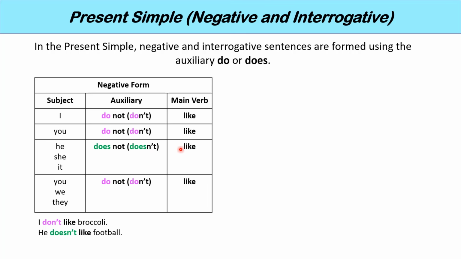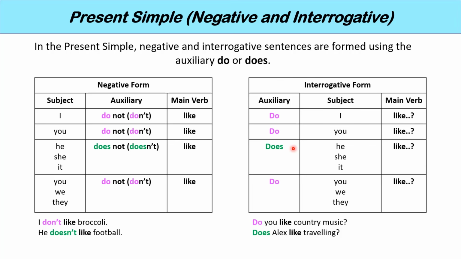So we only conjugate do for the he, she, and it form, and we use does. Instead of do not, we use does not, doesn't. For example, I don't like broccoli. He doesn't like football. We're going to do more practice in a few minutes about the negative form, but now let's look at the interrogative form, which we use when we want to make questions.